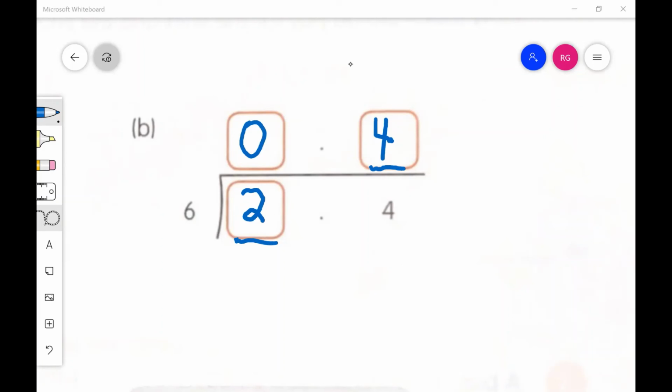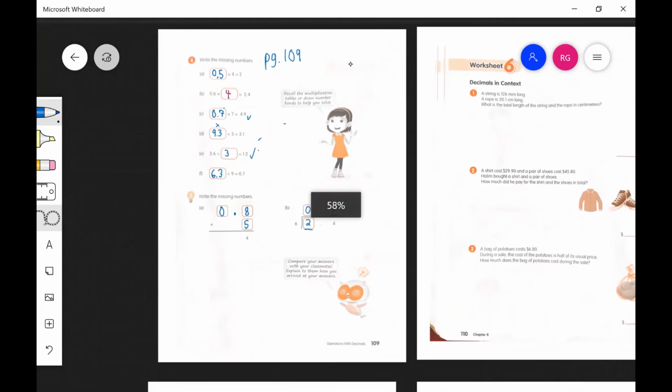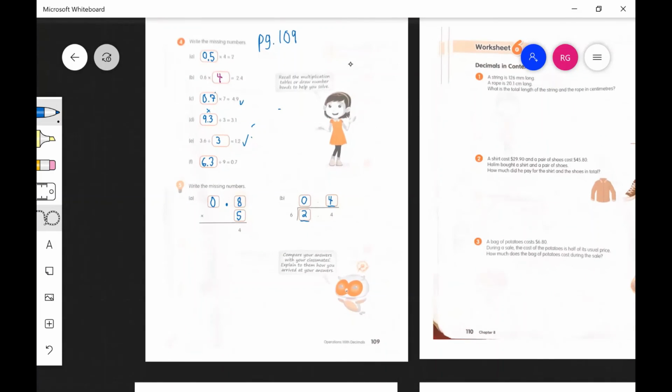Okay, so make sure you have all of these. I'm going to pull out the full screen here. Make sure you have all of those for page 109.